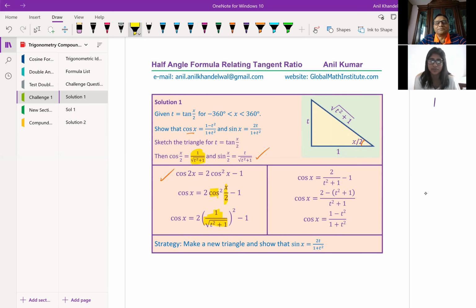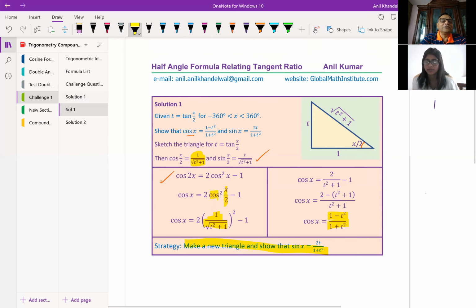So 1 over root t squared plus 1 squared minus 1. Yes. And then you simplified. Yeah. And then we showed that it equals cos x. Correct. Then you make a new triangle and show that sine x is 2t over that. Is that clear to you? Yes.